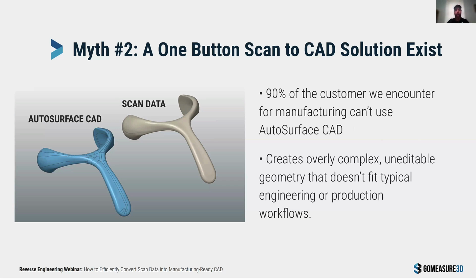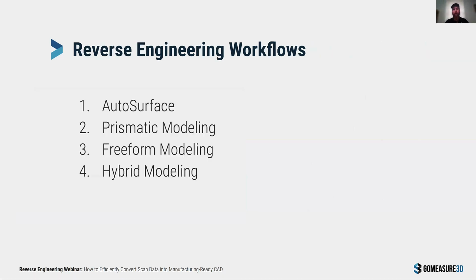So, in my personal opinion, there's four different reverse engineering workflows that most customers will use. The first one is auto surfacing because it does work for some customers. The second one is going to be more of your prismatic modeling. Third, you're going to have your freeform modeling. And then last, you've got hybrid modeling, which is a really interesting topic.